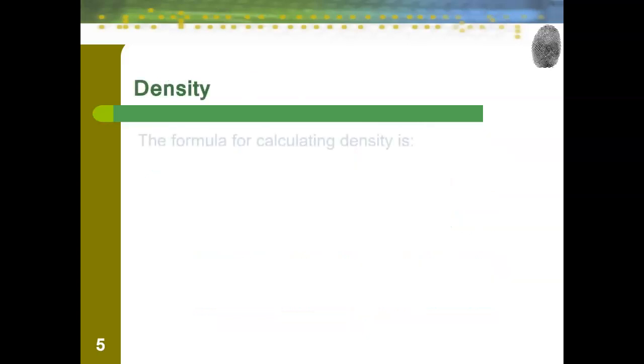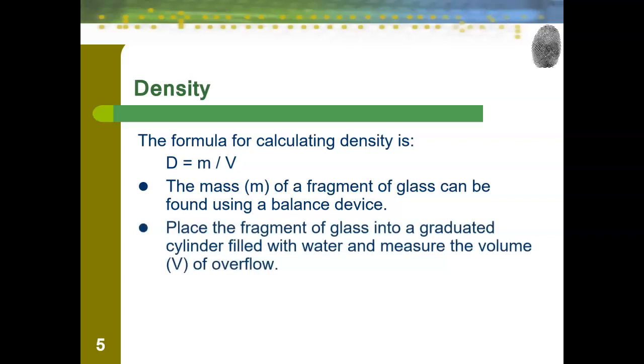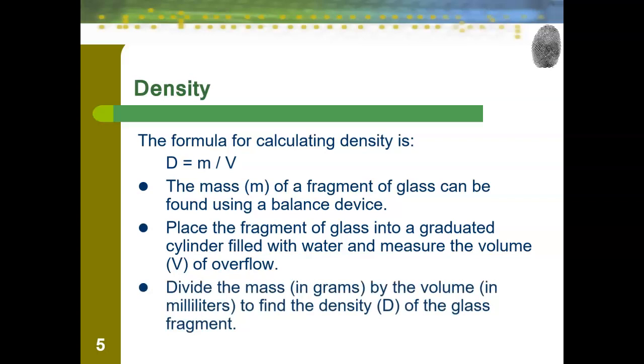Up first, we have density. The formula for calculating density, which you're probably familiar with back from chemistry or physics, is D equals M divided by V, in which the M is the mass of the fragment of glass, and we do this using some sort of balancing device. We can place the fragment of glass into a graduated cylinder filled with water to measure the volume, V, of the overflow. And if we divide the mass in grams by the volume in milliliters, we will find the density of the glass fragment. Now, different types of glass have different densities, so by calculating the density of a piece of glass, we can figure out what type of glass it is.